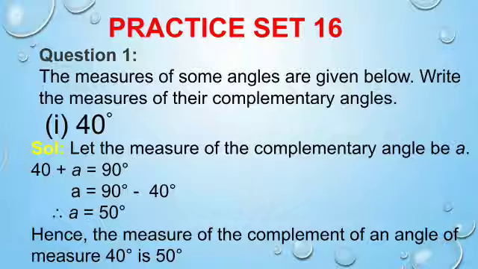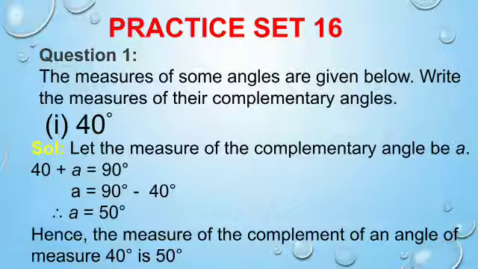Now what will you do? How will you do the calculation? Now this 40 you will take to the right-hand side, so addition will become subtraction. So 90 minus 40, what will you get? You will get 50. So what is the other complementary angle of 40?